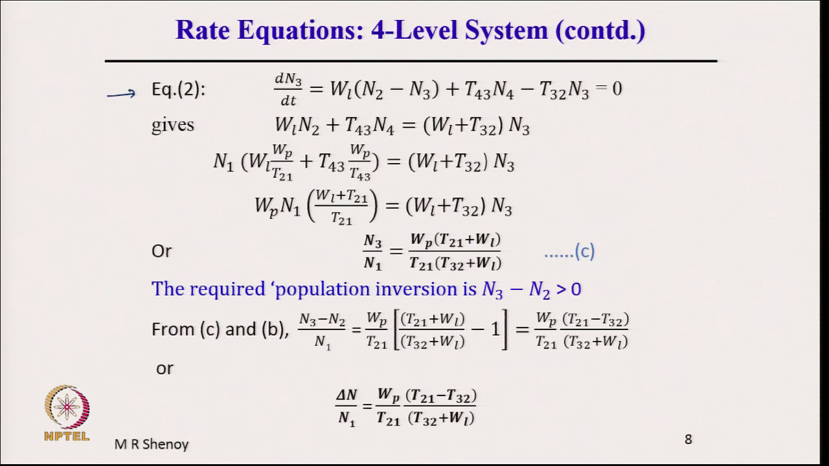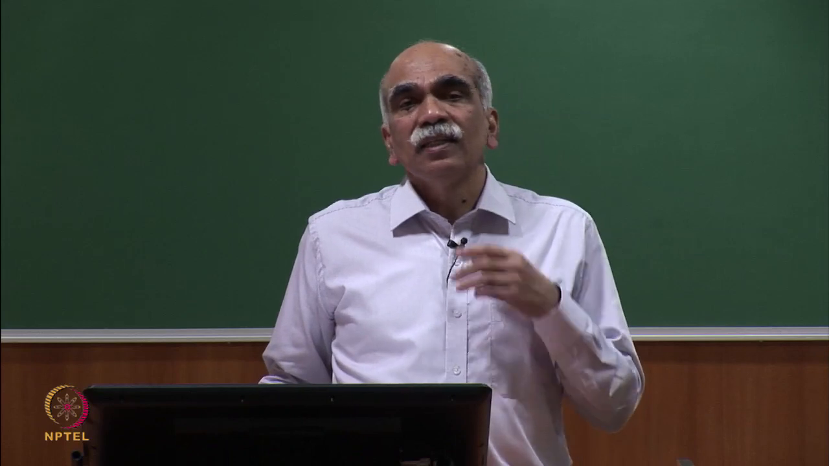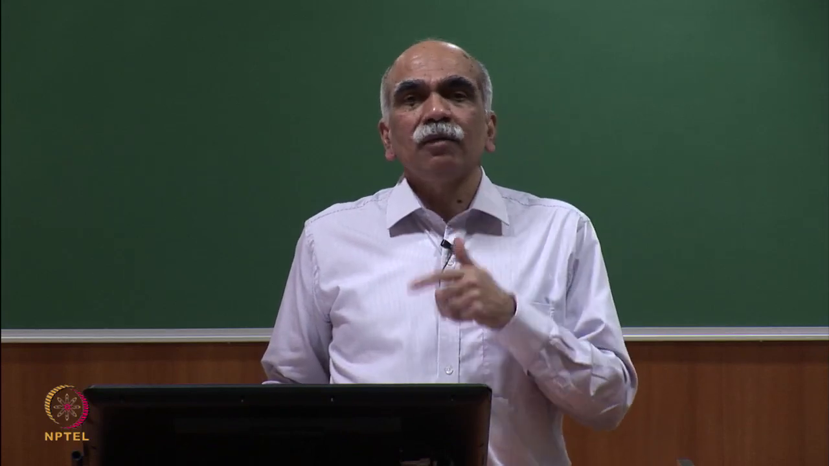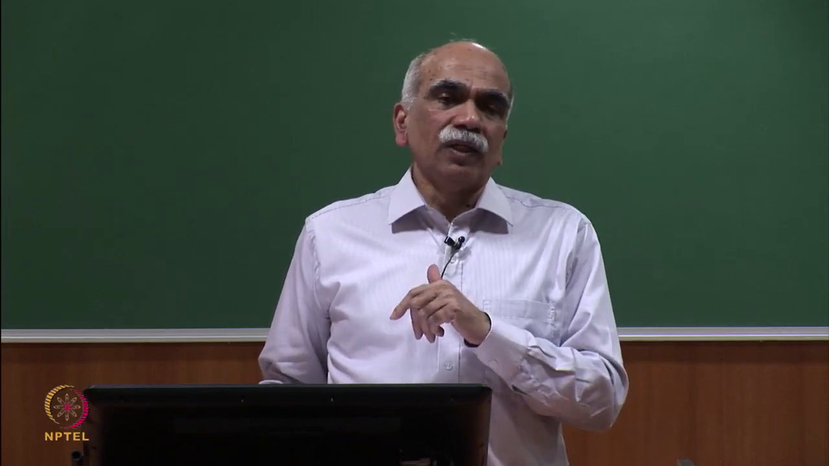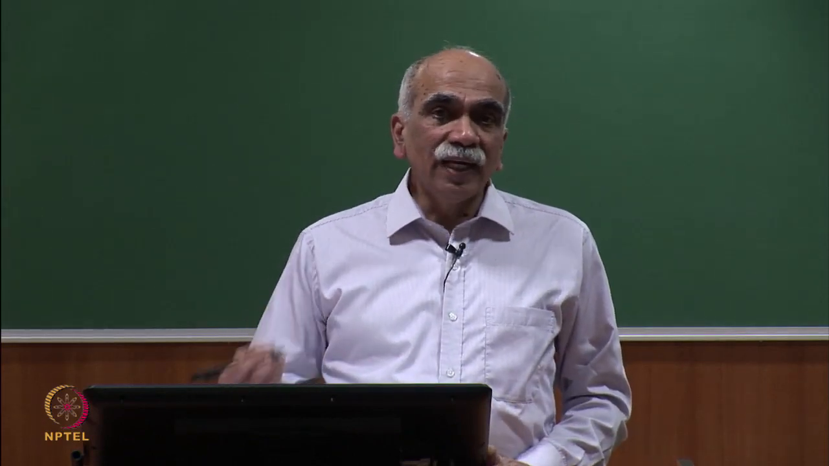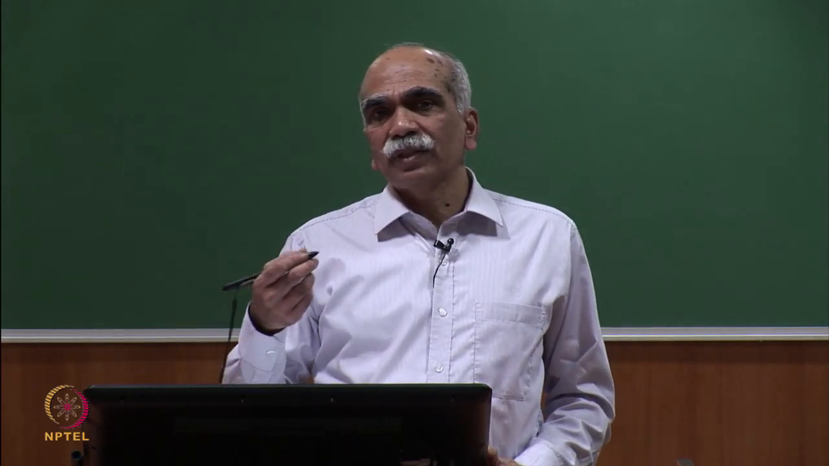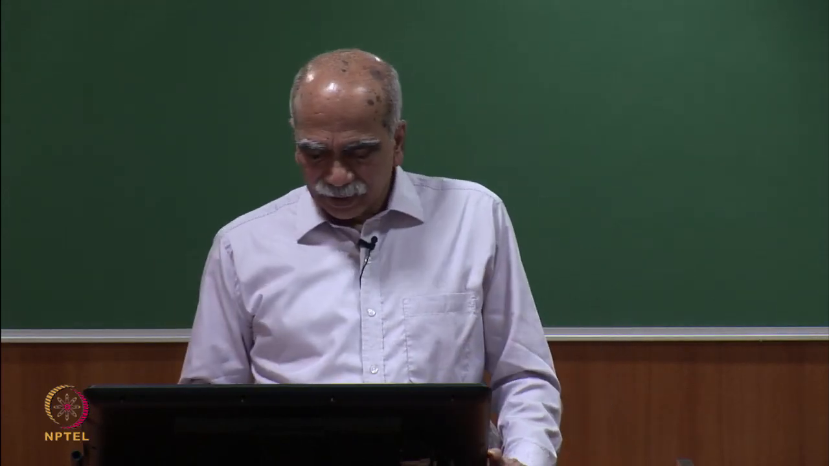Why did we want this? Because we wanted to use the equation that capital N, that is the total number, is equal to N1 into 1 plus N2 by N1 plus N3 by N1 plus N4 by N1. So, we have got all these terms now, so that we can relate the population inversion to the total number of atoms n. All right.